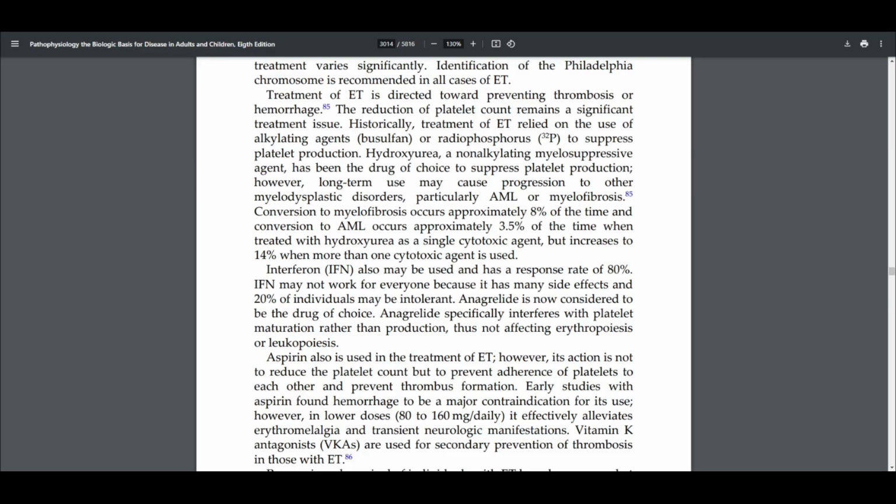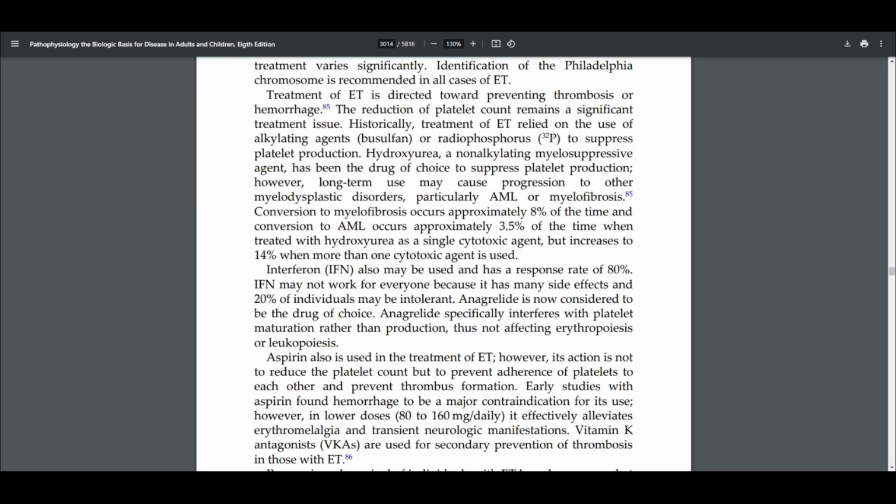Historically, treatment of ET relied on the use of alkylating agents and radiophosphorus to suppress platelet production. Hydroxyurea, a non-alkylating myelosuppressive agent, has been the drug of choice to suppress platelet production. However, long-term use may cause progression to other myelodysplastic disorders, particularly AML or myelofibrosis.